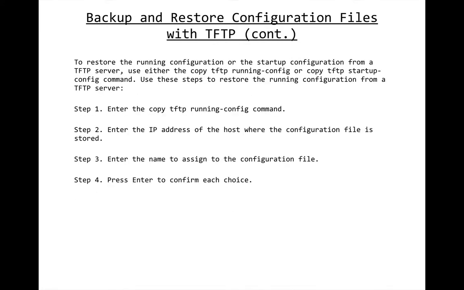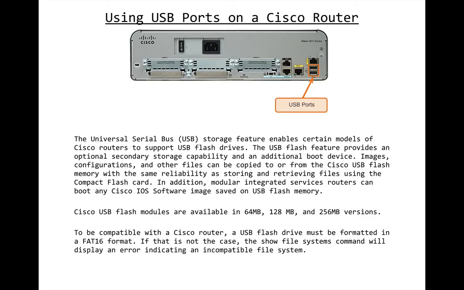To restore a file, you reverse the first two arguments. So you want to copy from the remote TFTP server to your running config on whatever device you're logged into. It's going to ask you for the IP address. It's going to ask you for the name that you want to copy, and then you press enter and it's going to go through and copy the file down.